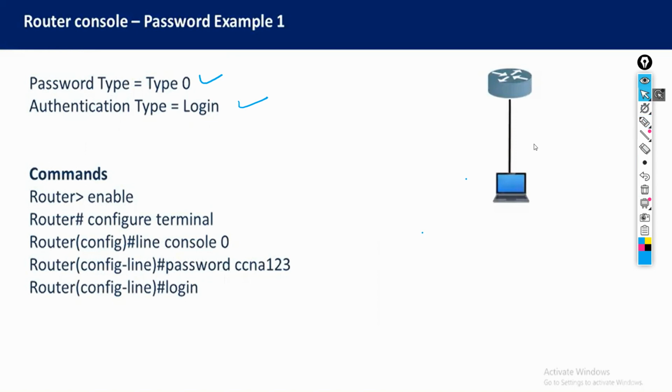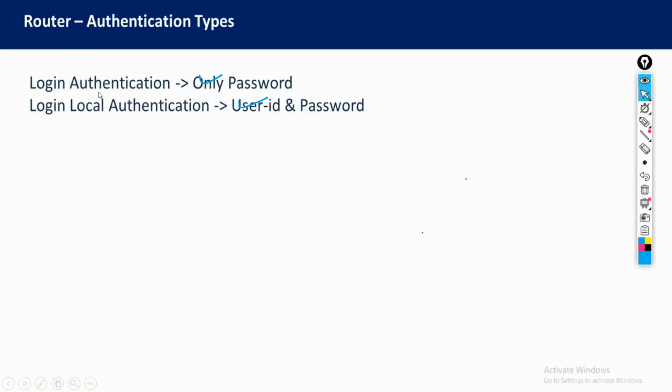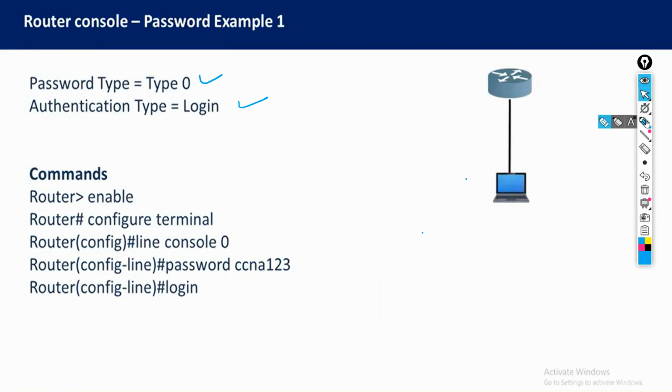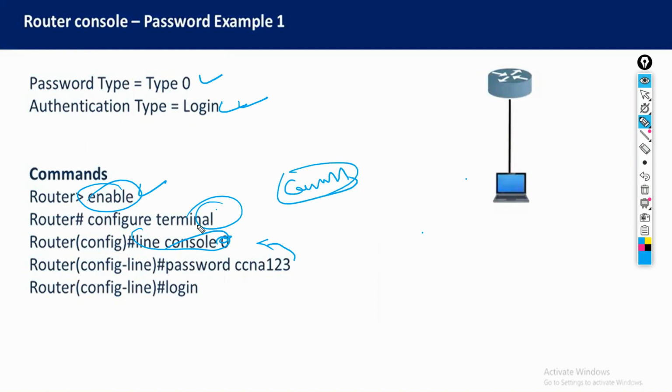Login authentication means only a password, and login local means authentication with ID and password. So the authentication type will be login, not login local. The command to enter privilege mode is enable, then configure terminal. You know all about this. Line console 0 means we are going to assign a password to the console port.